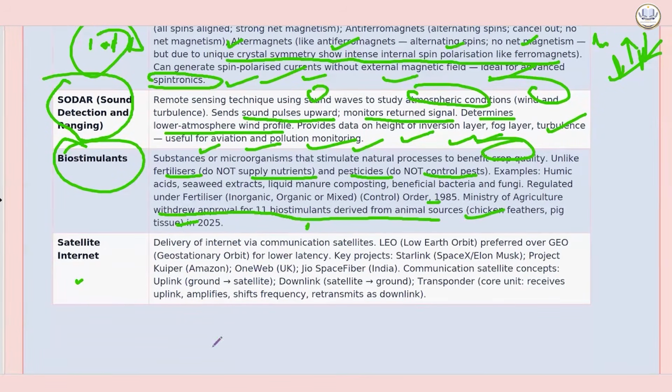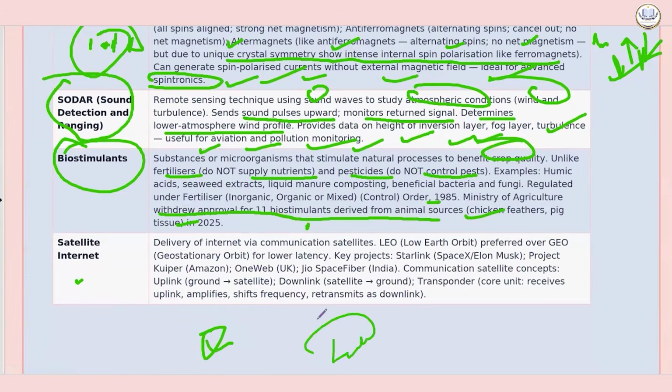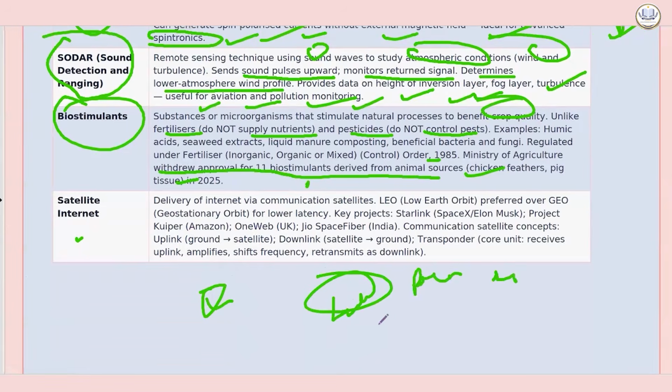Satellite-based internet is the delivery of internet via communication satellites. Low Earth orbit is used and preferred over geostationary orbit for lower latency. Key projects are Starlink of SpaceX, Elon Musk, Project Kuiper of Amazon, OneWeb of UK, and GeoSpace Fiber of India.